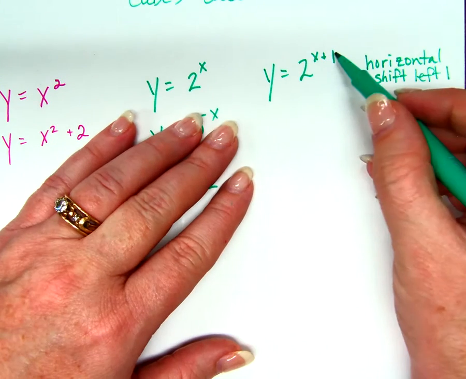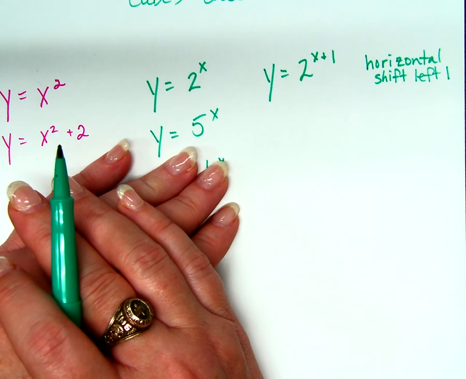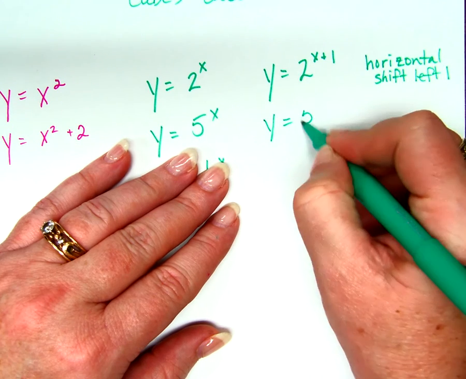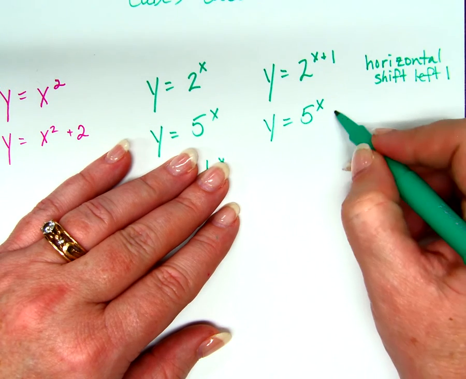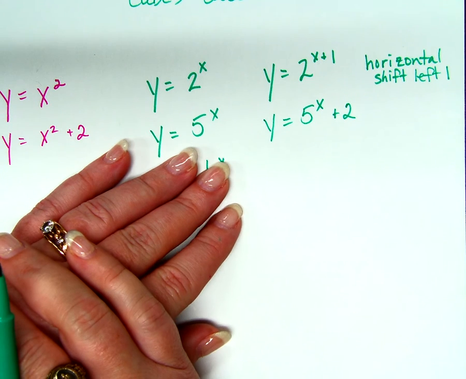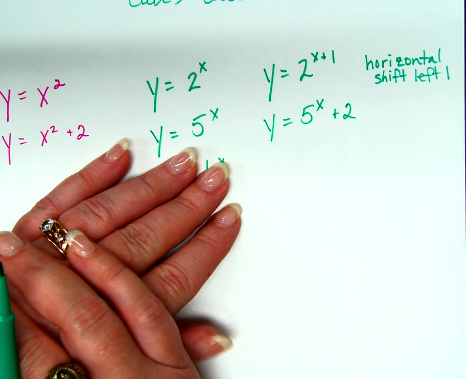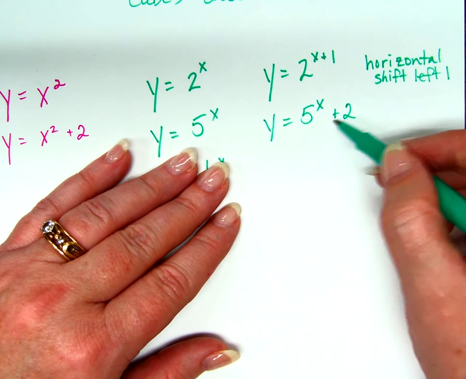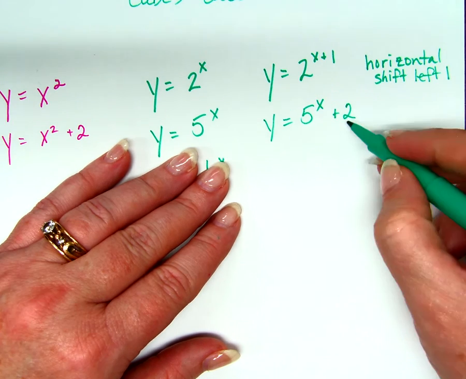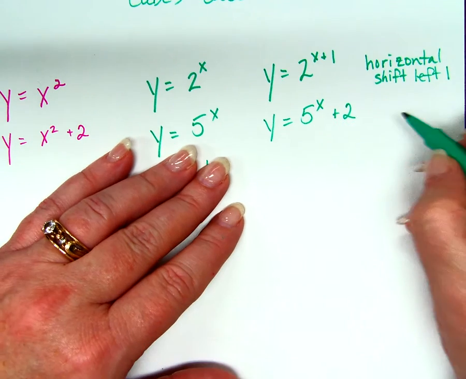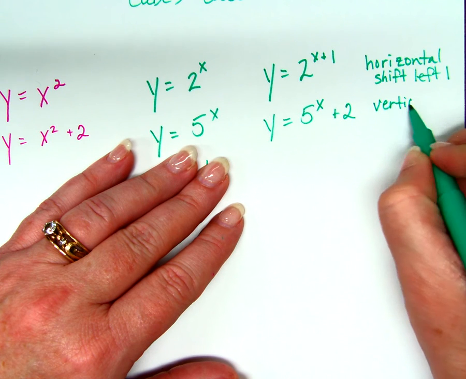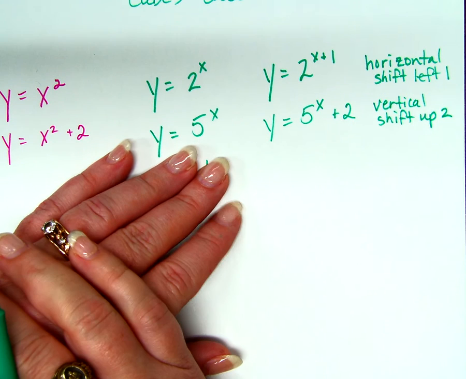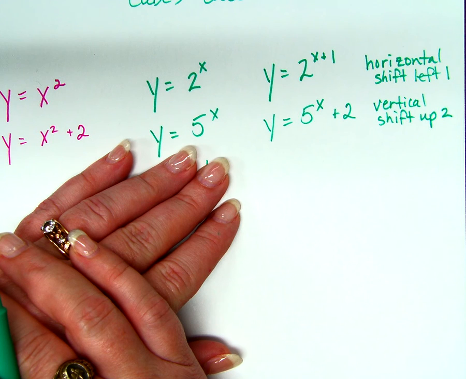So if that's inside, where's outside? Y equals 5 to the x power plus 2. Can you tell the difference between inside and outside? This is a little baby number up high in the exponent. This is a regular size number, the same as 5. So what kind of change does this have compared to its parent? So vertical shift up 2. Got it?